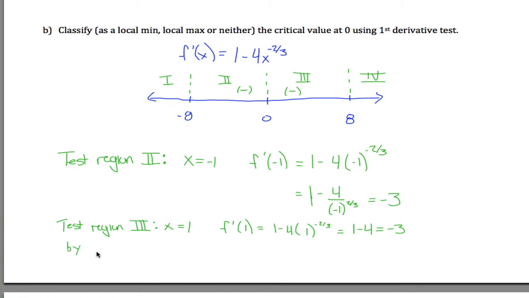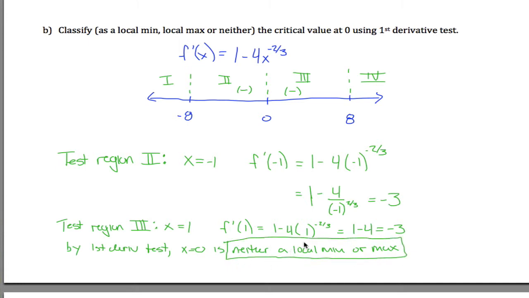So, by the first derivative test, x equals 0 is neither a local min nor a max. How do I know that? Because the first derivative is negative, so my function is decreasing when I'm to the left of this point, and it's still decreasing when I'm to the right of this point. So it couldn't possibly be a minimum. It was going down and then it goes down further. Can't possibly be a maximum because it's going down and going down further. It's neither. So there's my answer.